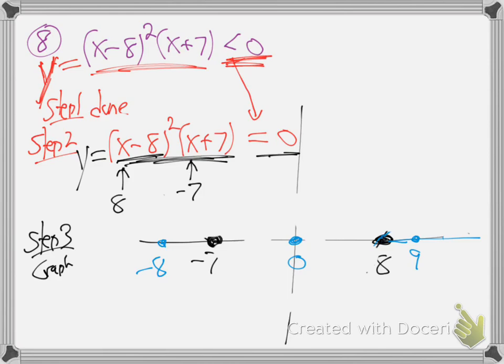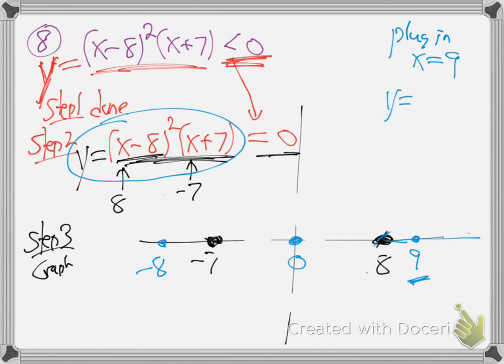So here we go. I'm going to plug in x equals 9. Plug in this value, which is a number in the right section. I could have used 10, 11, 12, 10 million. It doesn't matter. Any number to the right of 8. Where do I plug it in? Well, just plug it in to the function, this function right here, and find out what y equals. Y equals, so I'm going to plug into x minus 8 squared times x plus 7. Everybody see what I'm plugging into?